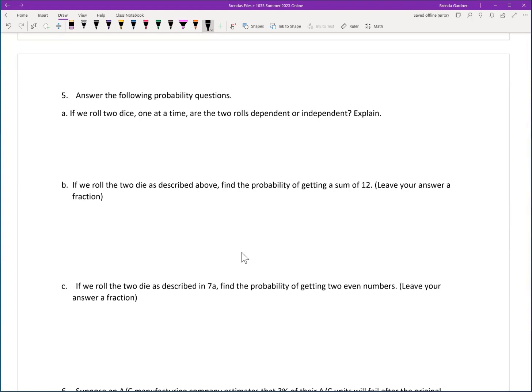Like if I take a card out of the deck, now I have 51 cards to draw from. So my probability of drawing the same card again changes, right? So in this case, because it's dice, it would be independent. And you would explain that, I'm not going to take the time to do that, put it on the key, but basically independent because one doesn't impact the other.